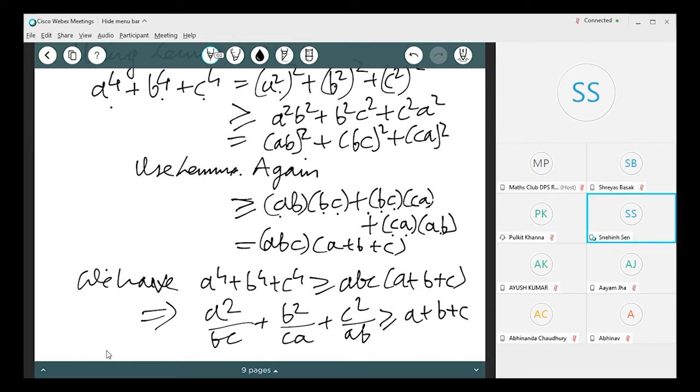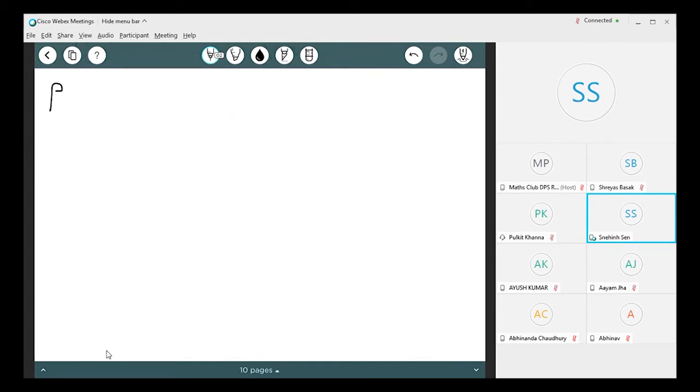Very well. Now we basically did not use AM-GM as such. We used the square inequality, that's it. So let's look at a proof using AM-GM. This would be beautiful as well. So this is proof 2 of the same example.